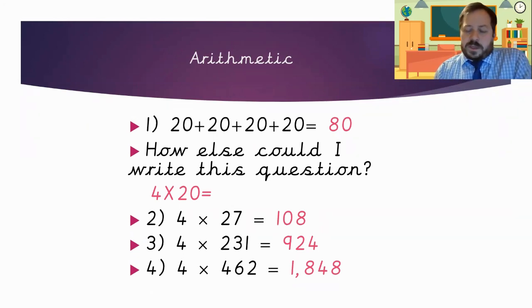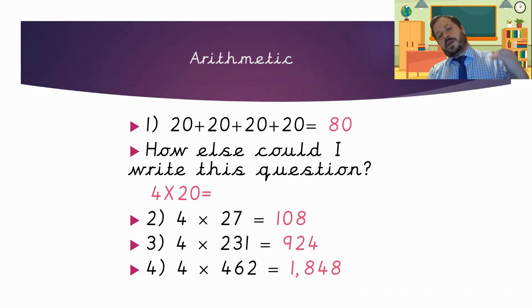Okay, so if we go through the answers, here they are. The first one for number 1, 20 plus 20 plus 20 plus 20 is 80. Another way to write this is to see how many 20s we have. We have 4 20s, so it's the same thing as 4 times 20. The next one we have is 4 times 27. Now we can use our compact formalism method, we can use our expanded formalism method, or we can use our place value grid in order to help us with that. But the answer is, you do 4 times 7, which is 28. You add that onto the 4 times 20, which is 80, and that gives you 108.